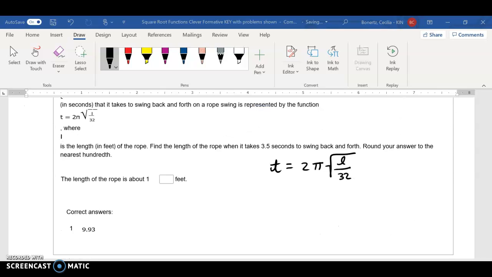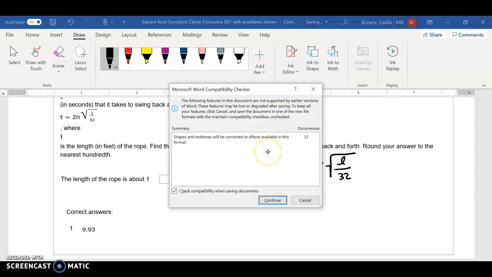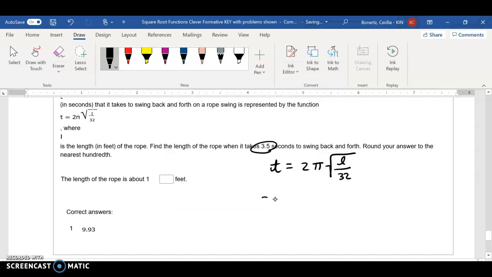And finally, the last problem is about a swing on a rope. It gives me this equation, and then it gives me some numbers to fill in. So it asks me to find the length of the rope, so I'm going to be solving for L when it takes 3.5 seconds. So I'm going to fill that in for T. So I've got 3.5 equals 2 pi times the square root of L all over the square root of 32.